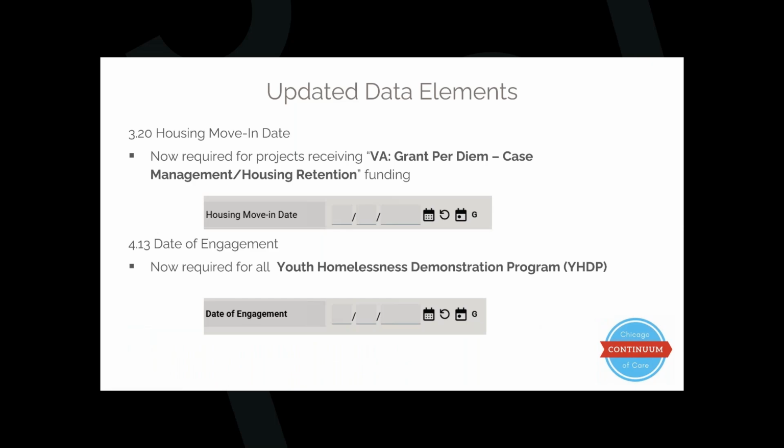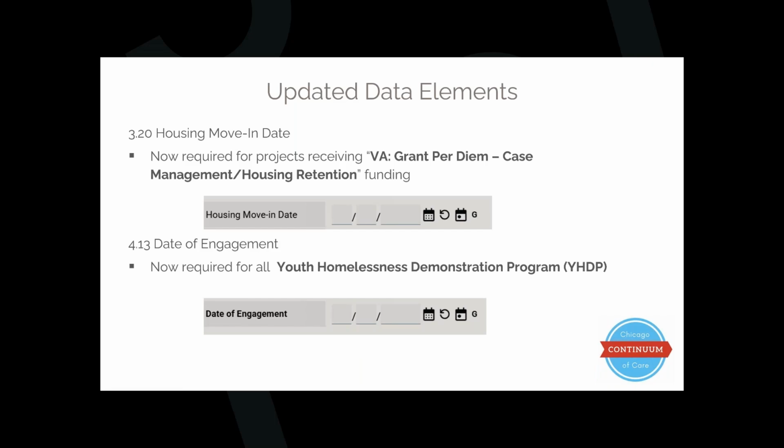So the next thing that's going to be updated is going to be requirements for the housing move-in date. What's going to be required now is that projects that are receiving VA grant per diem case management and housing retention funding are going to be required to complete the housing move-in date going forward. So starting October 1st, it's going to be required for you to put the housing move-in date in for your clients.